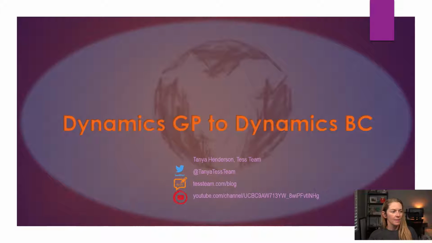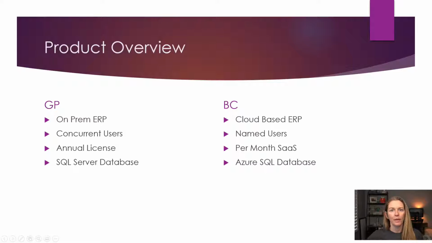So again, this is looking at going from GP to BC. Where we're going to start is with the first three things: what is GP? GP is an on-premise product. It is also based on concurrent licensing. In a session earlier today, we were talking about concurrent versus named, and there are definitely some different licensing pieces that go around this.